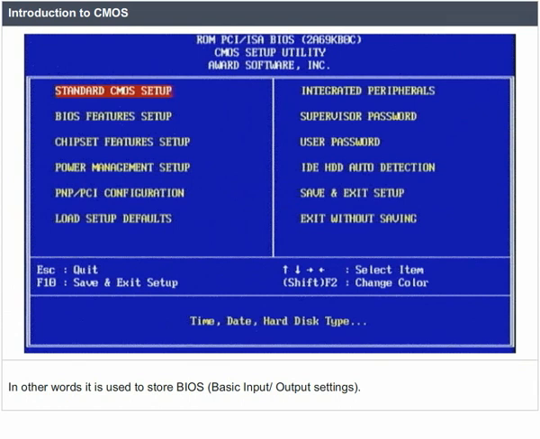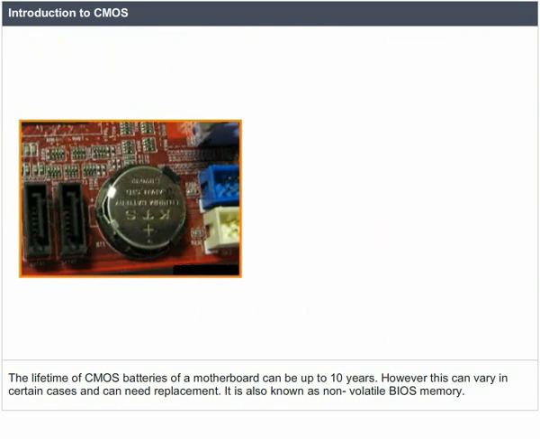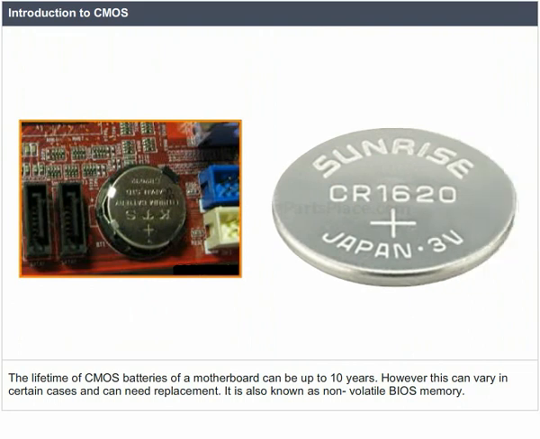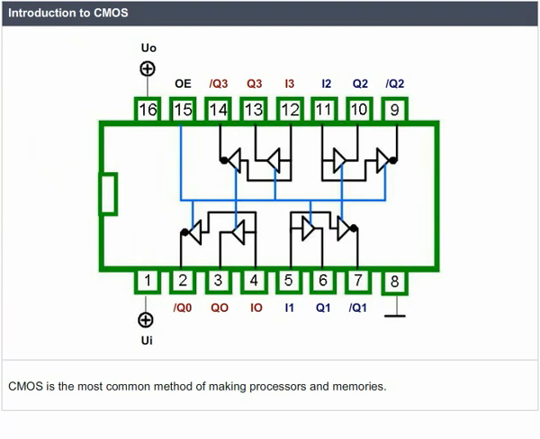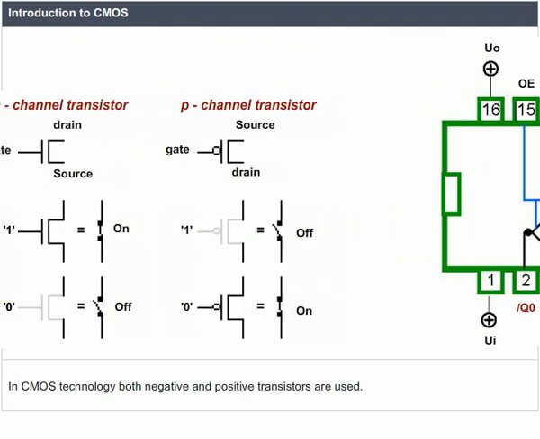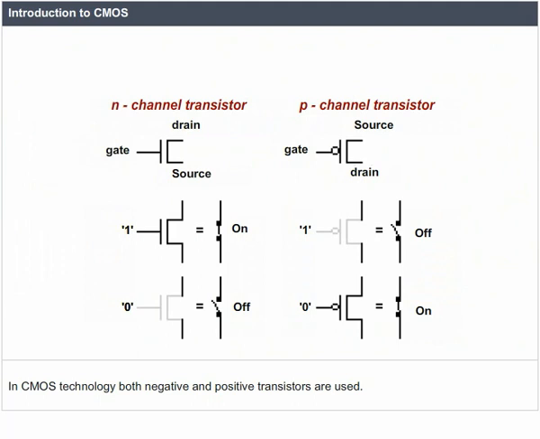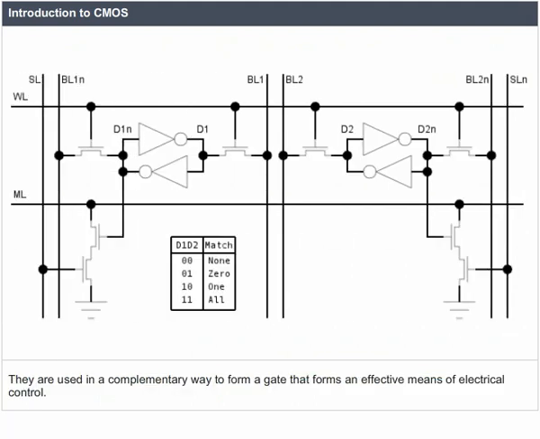The lifetime of CMOS batteries of a motherboard can be up to 10 years. However, this can vary in certain cases and may need replacement. It is also known as non-volatile BIOS memory. CMOS is the most common method of making processors and memories. In CMOS technology, both negative and positive transistors are used. They are used in a complementary way to form a gate that forms an effective means of electrical control.